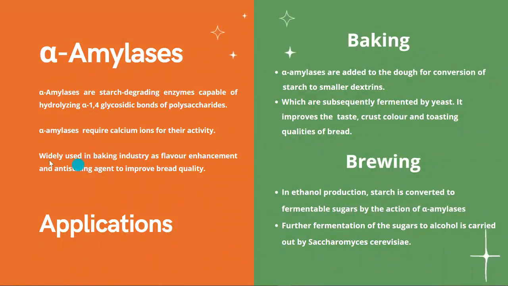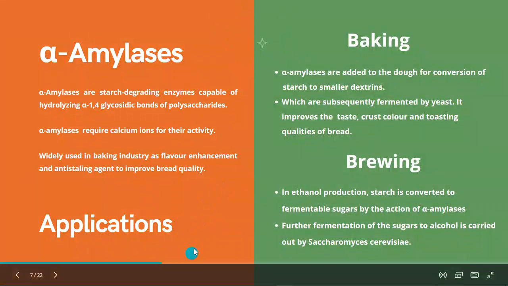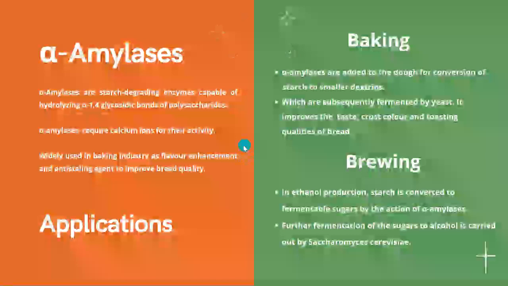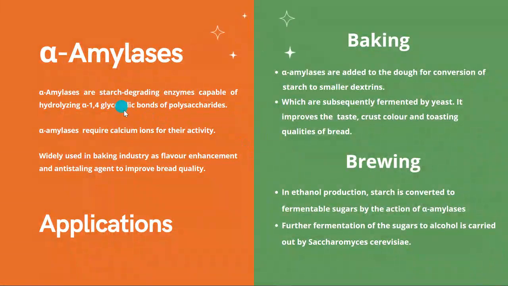Right? So coming to the third point, they are widely used in the baking industry. Baking industry, for example, cake making and bread making, then waffles, all that stuff that comes under bakery. They are majorly used in the baking industry for flavor enhancement and as an anti-staling agent to improve bread quality. They act as flavor enhancers and they improve the quality of the bread. How they do this is they break down these complex sugars into smaller sugar molecules, and those help these enzymes give flavor and improve the bread quality.